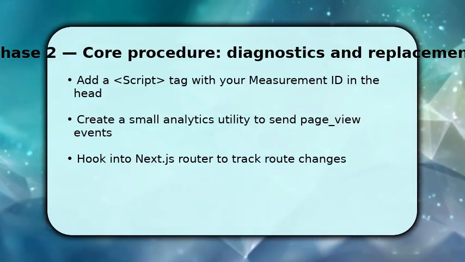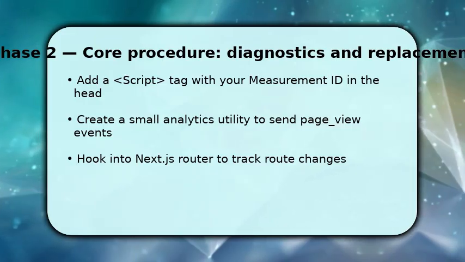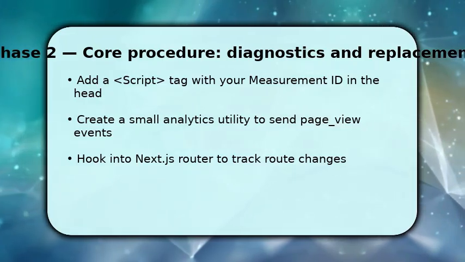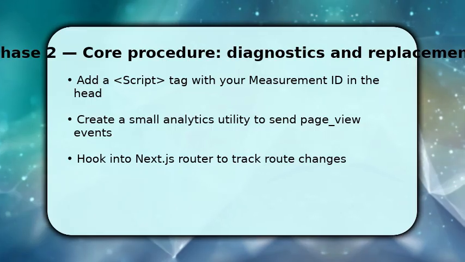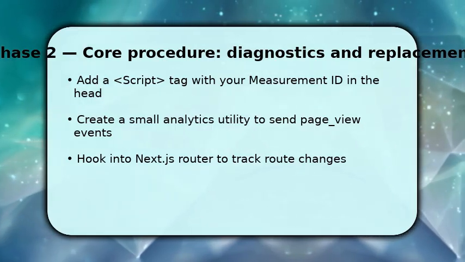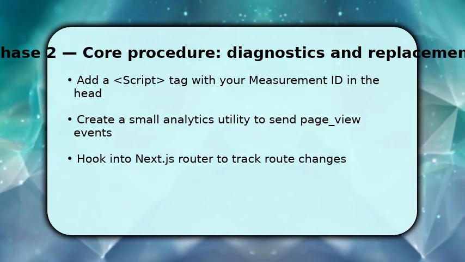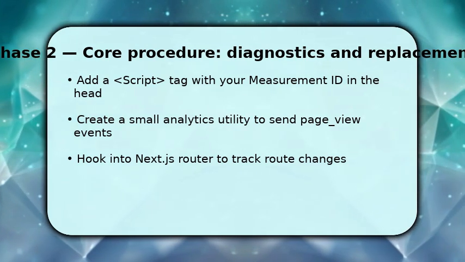Create a tiny analytics utility that wraps gtag config and an event function for custom events. Then wire the router: subscribe to routeChangeComplete to send a page view on each navigation. This ensures both initial loads and client-side navigations are recorded correctly and consistently.